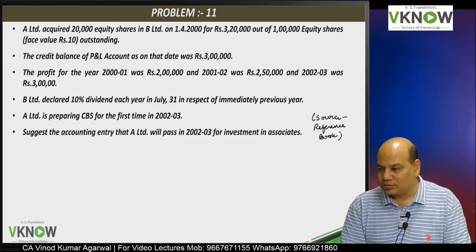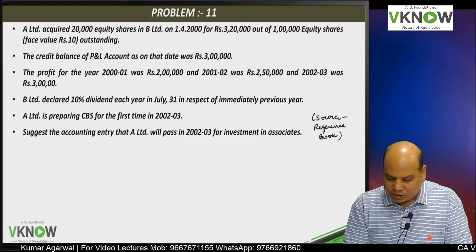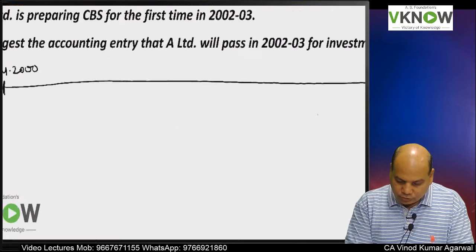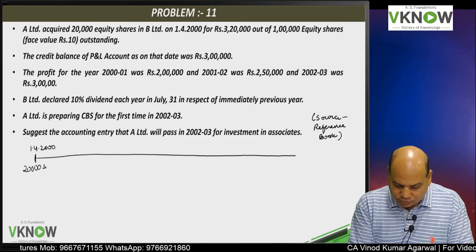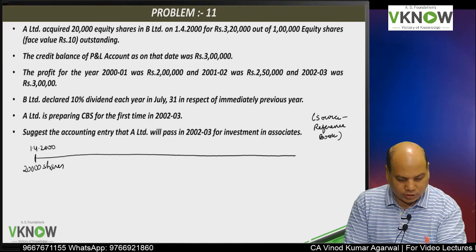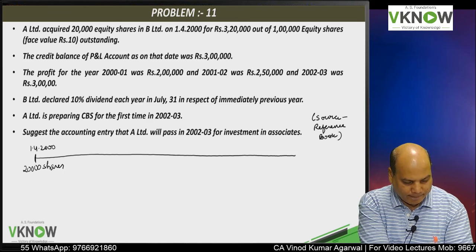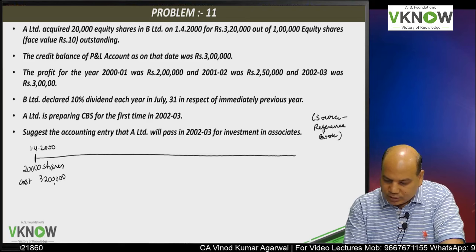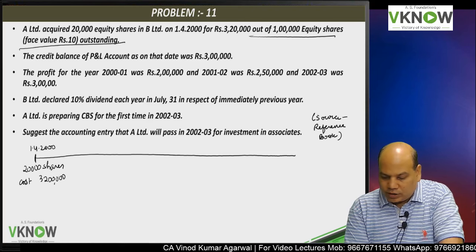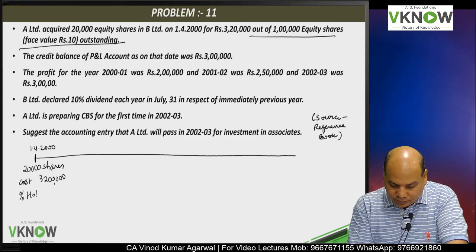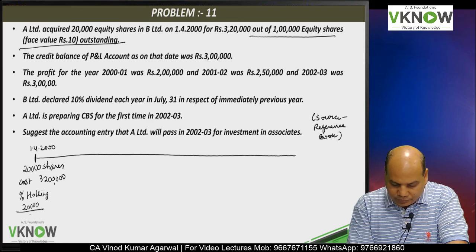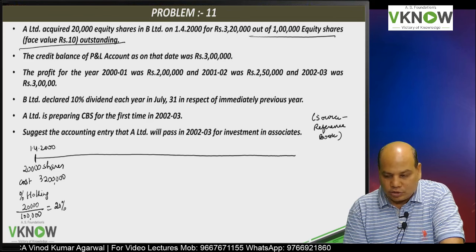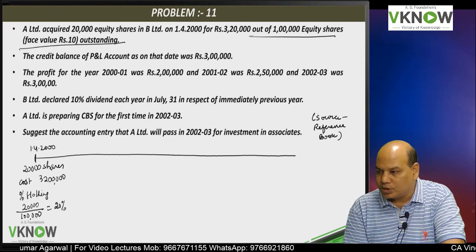A Limited acquired 20,000 equity shares in B Limited on 1/4/2000. Twenty thousand shares acquired, the cost of acquisition is 3,20,000, out of 1 lakh equity shares outstanding. So percentage holding will be 20,000 shares divided by 1 lakh shares, which is equal to 20%. So that is the interpretation of the first line. 20% shares were acquired on 1/4/2000 for rupees 3,20,000.